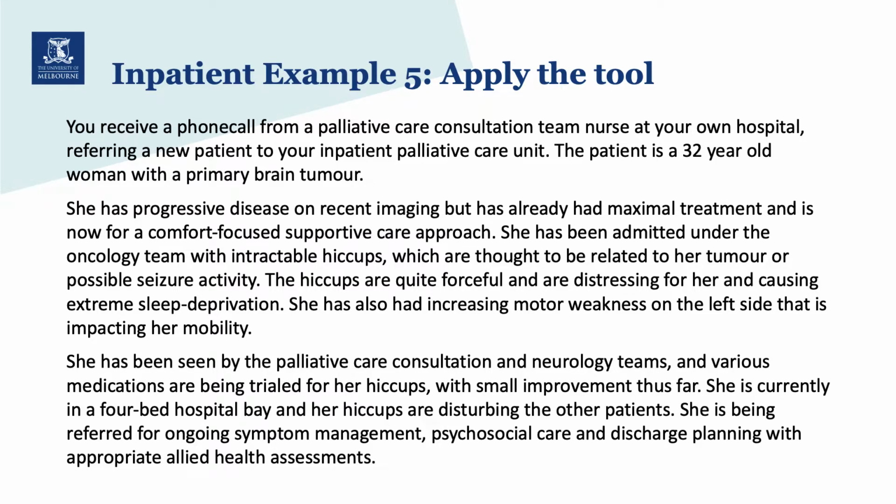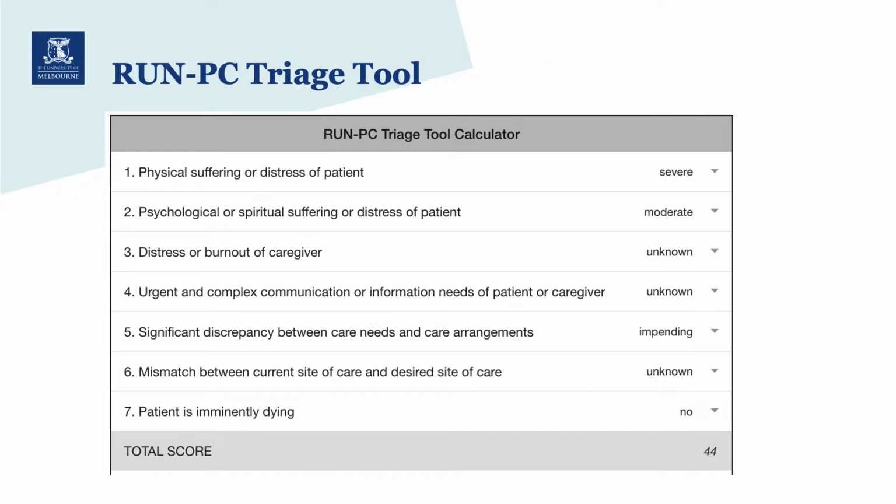So applying the tool here is a great example of how a symptom such as hiccups can actually be severely distressing. So I've put severe for physical suffering and a moderate for psychological suffering, given the information we've been provided. We don't really have any information about her lay or professional caregivers, so her family or partner or the care team on the ward currently looking after her. So I've put unknown for that, but we'd certainly want to seek information about that.